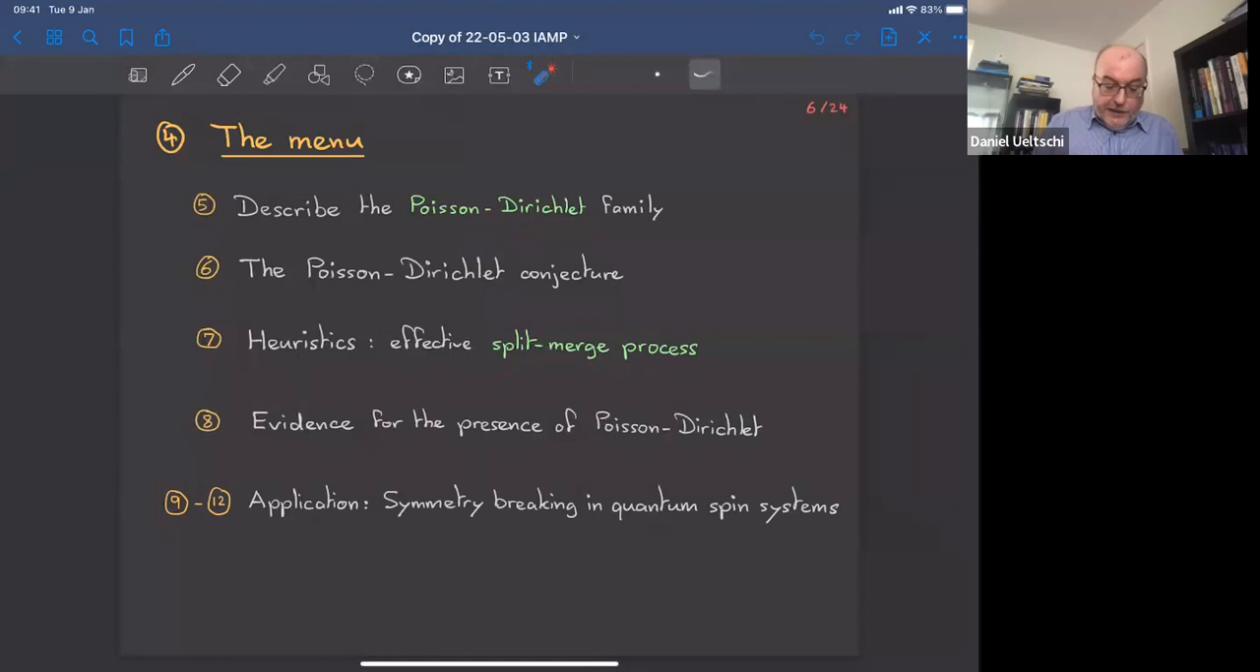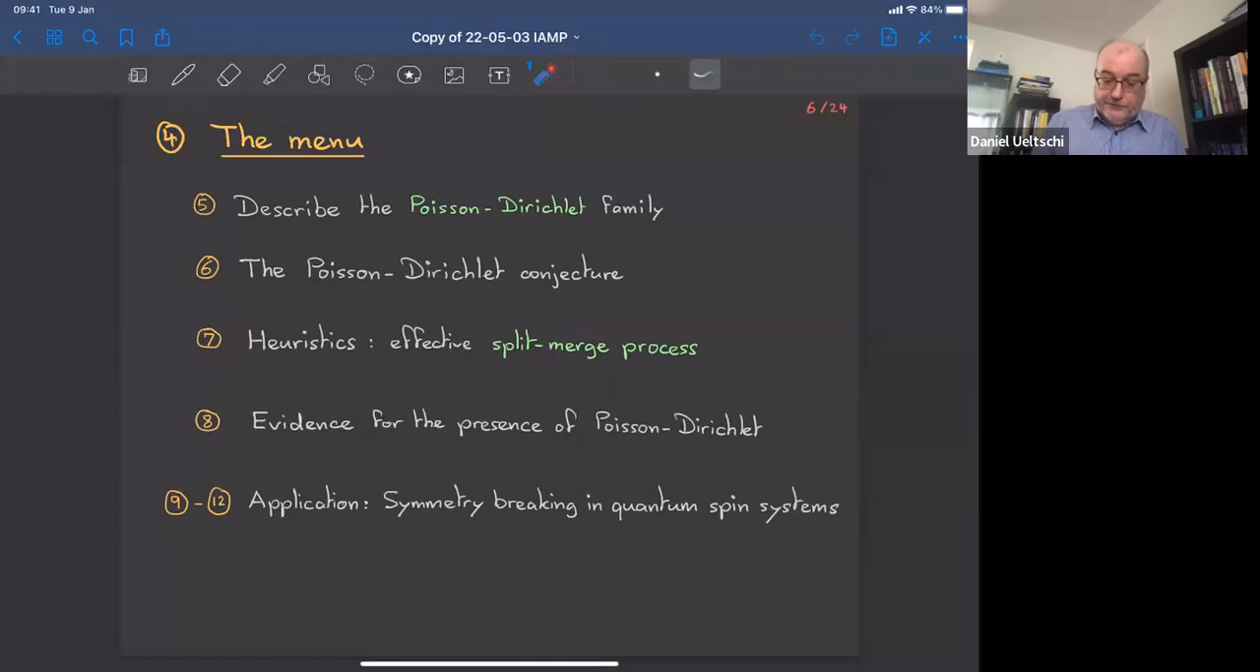I will review a little bit of the literature where this conjecture has been verified, mostly through numerical results. And then I will discuss an application to symmetry breaking in quantum spin systems, to understand the nature of extremal states of symmetry breaking. By the way, if there are any questions, please do not hesitate to interrupt and ask.